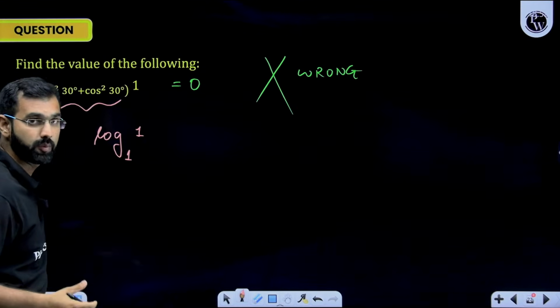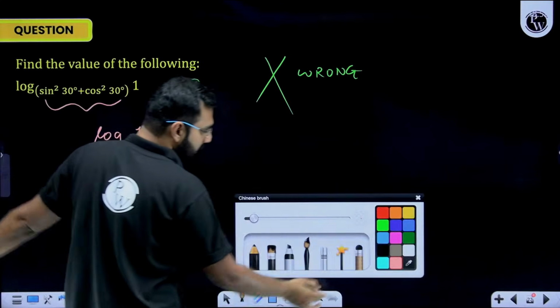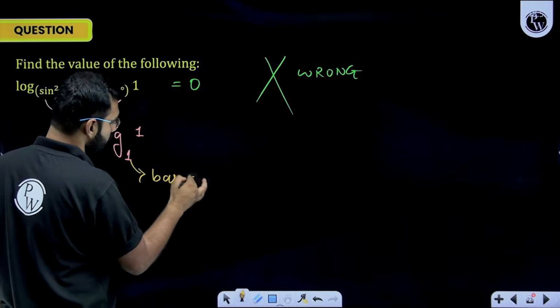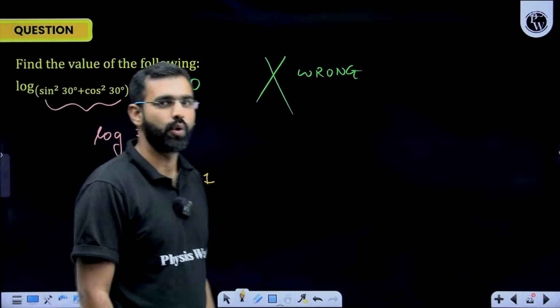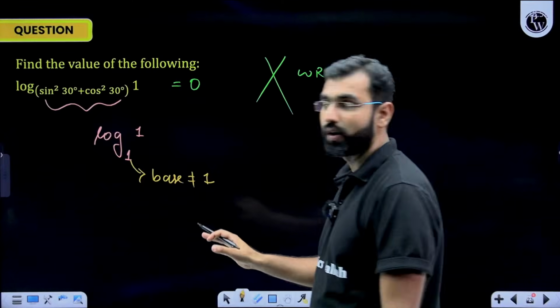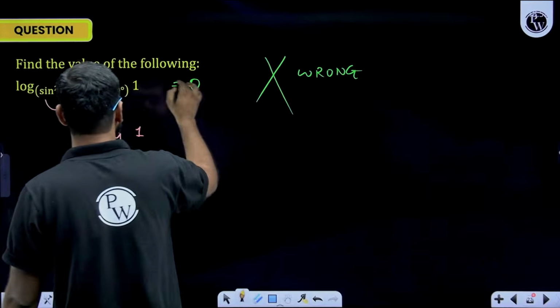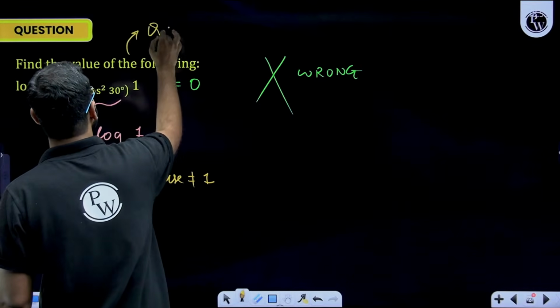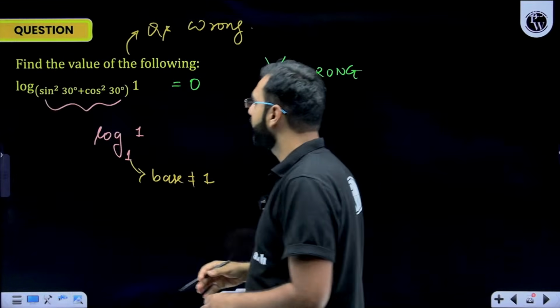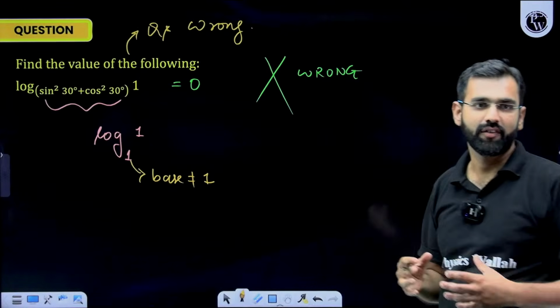So there is a problem in this question. What is the problem? The base is 1, and we know the base can never be 1, which means the question is wrong. This question is wrong. So there cannot be any answer to this question. So if you ask me the question here, there will be no value of this. This is not even defined here.